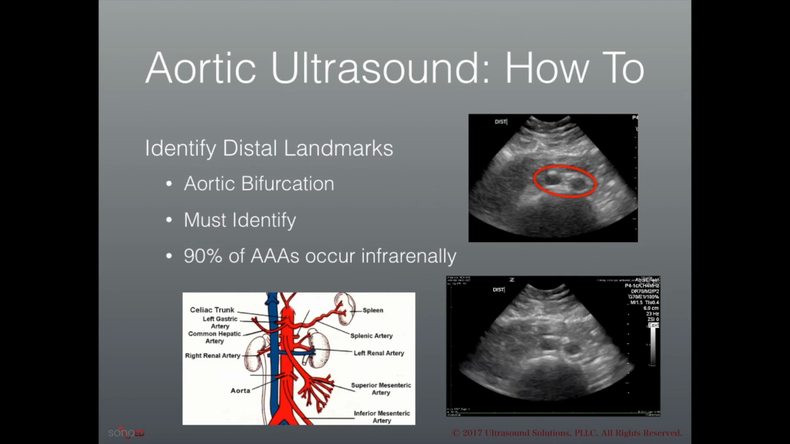Therefore, I prefer to maintain the probe perpendicular to the patient's abdominal wall and assess the aorta throughout its entire course. We're going to evaluate the aorta until it bifurcates into the common iliac arteries. And this is very important because the overwhelming majority of AAAs will occur in this lower half of the aorta. Make sure you can identify the bifurcation in both the still image and the video clip on this screen.